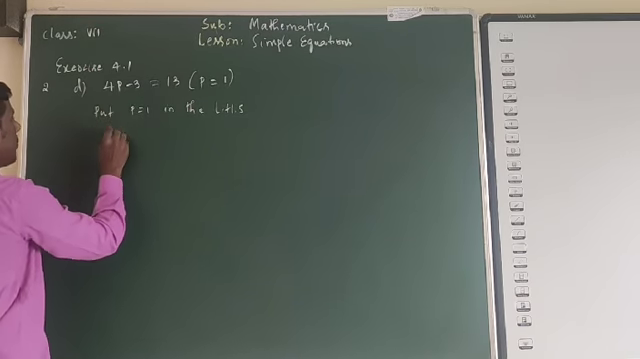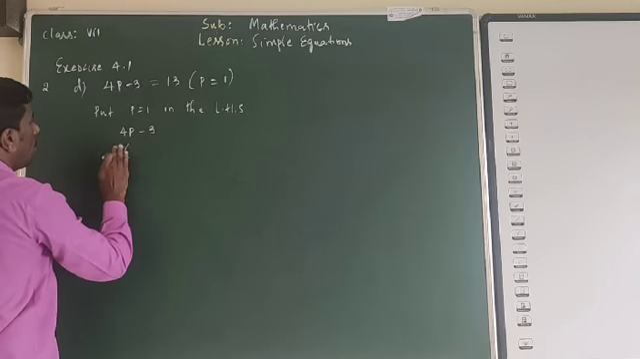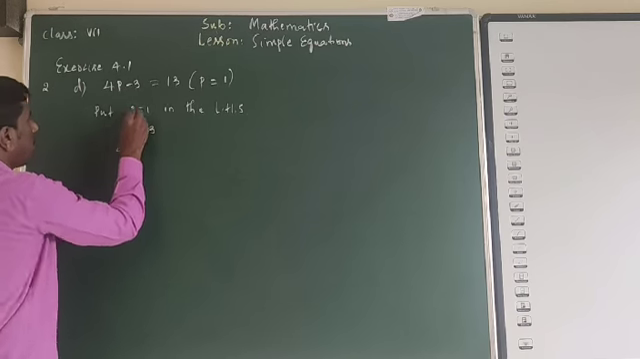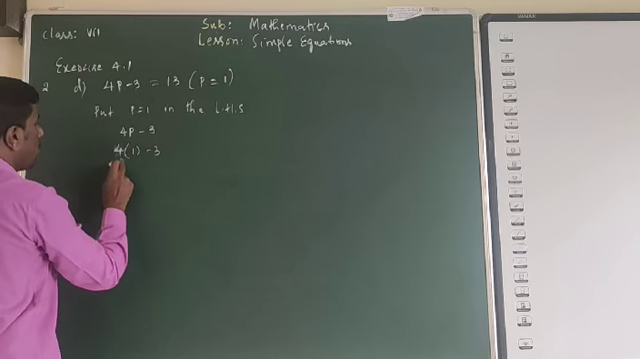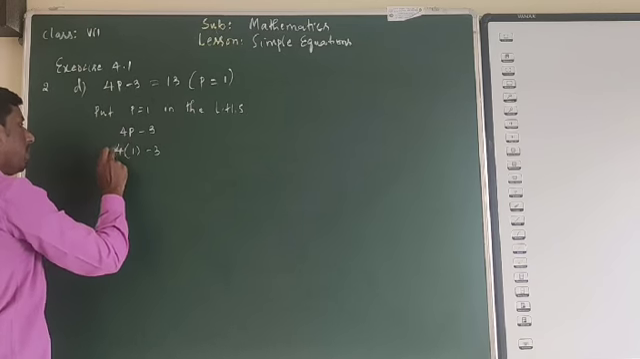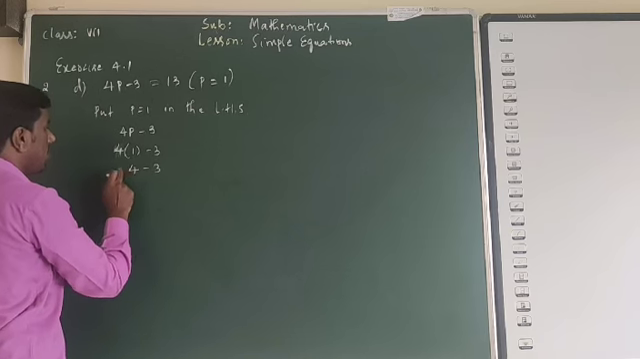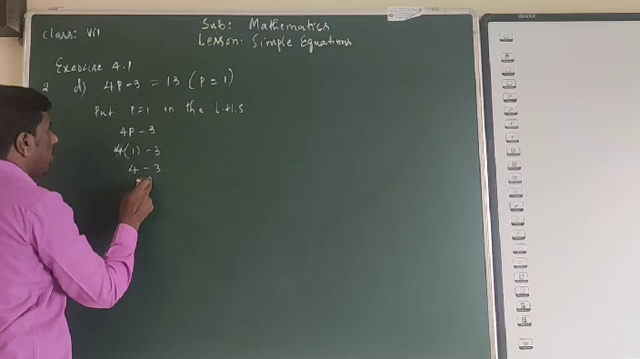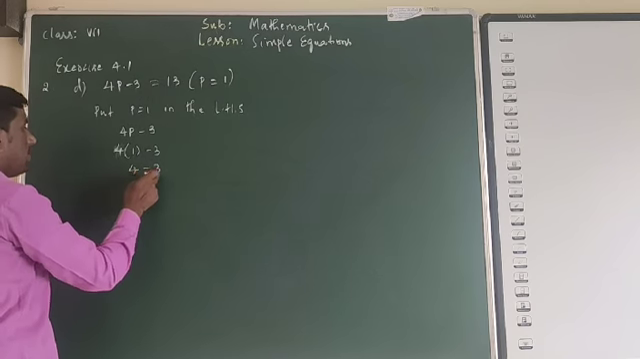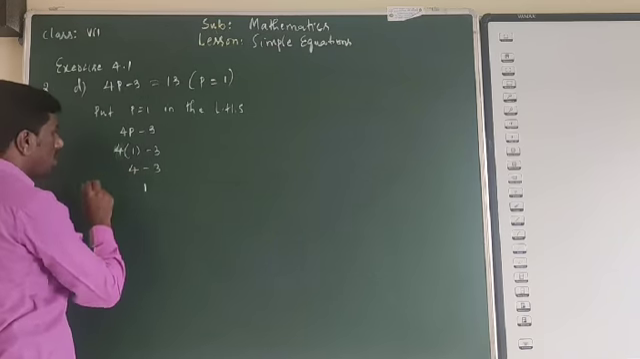What is the LHS? 4p minus 3. Let me substitute: 4, p is 1, minus 3. 4p means 4 into p. 4 into 1 is 4, minus 3. If you subtract 3 from 4, it will become 1. The higher value between 3 and 4 is 4, and it has a positive sign, therefore the result also has a positive sign.